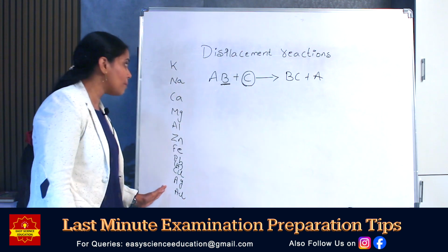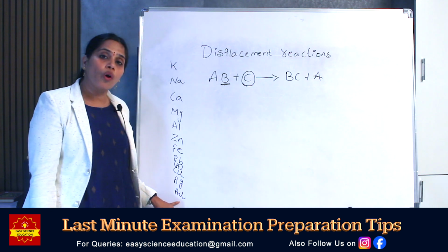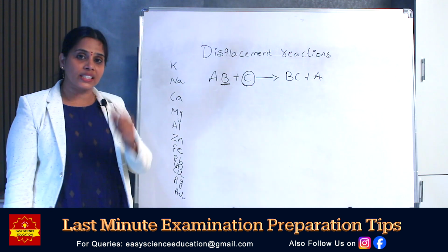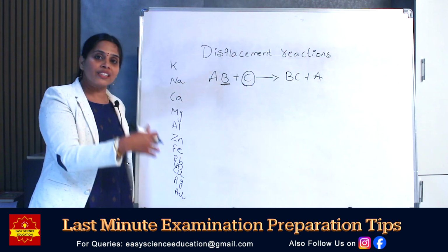Actually, these all are metals. So, potassium is a highly reactive metal and gold is a less reactive metal. If you know the reactivity series, then only you will be able to write the products. For example, let's take an example.